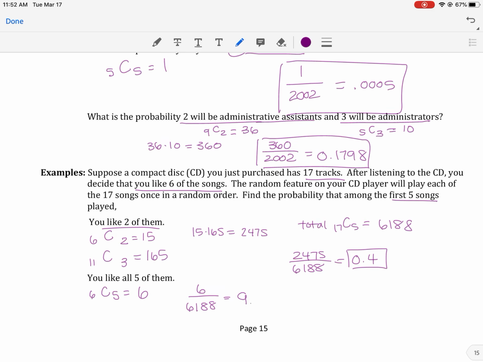Notice your calculator gives you something weird. I mentioned this slightly before. You get 9.696 e to the negative 4th. This e to the negative 4 is scientific notation to say, hey, move your decimal 4 places to the left. So it really represents 0.00099696 as your probability. All right.